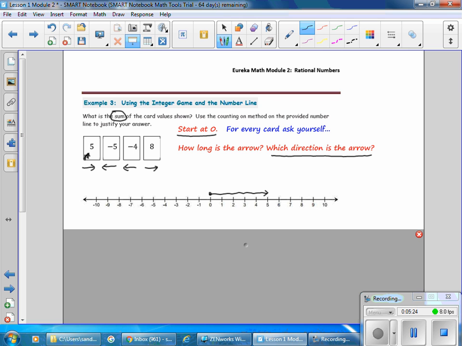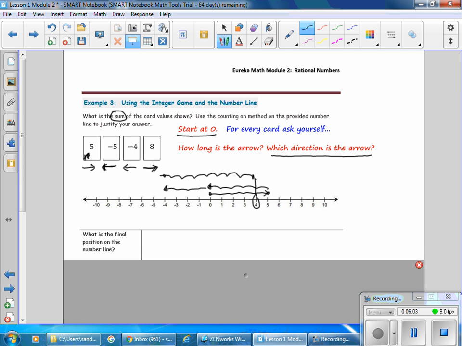Then we continue from that spot, and we'll go to the left for 5. 1, 2, 3, 4, 5. And you'll notice that when you have a positive 5 and a negative 5, you end up at 0. Anytime you add opposites, you'll get 0. From there, we continue to the left for the negative 4. 1, 2, 3, 4. And finally, we'll go to the right, 8. So from here, 1, 2, 3, 4, 5, 6, 7, 8. And your final place is your answer.